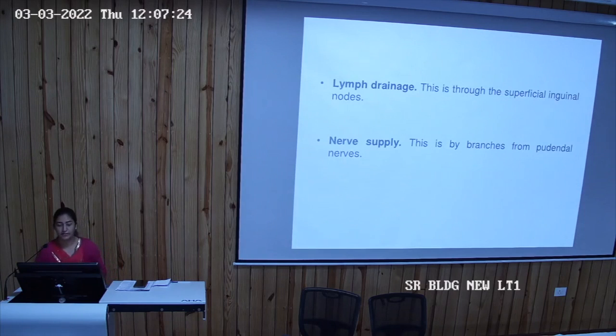Then the lymphatic drainage is to the superficial inguinal lymph nodes. This is the lymphatic drainage of the external genitalia, going to the inguinal lymph nodes. Inguinal lymph nodes lie in the groin region. That region is called the inguinal region, and the related name is the inguinal lymph node.